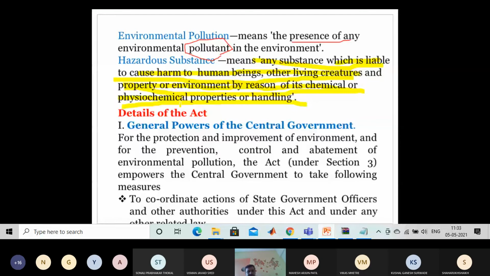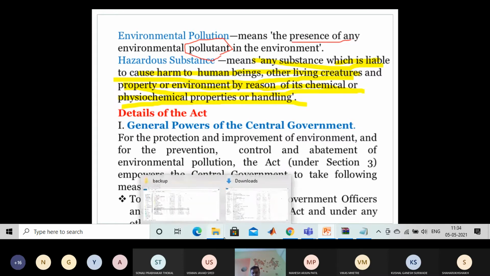So you know the environment, the environmental pollutant, environmental pollution and hazardous substance. These are the main terms available in this act. Now, the further details of the act we are supposed to discuss. Under this act, what are the duties of the central government?